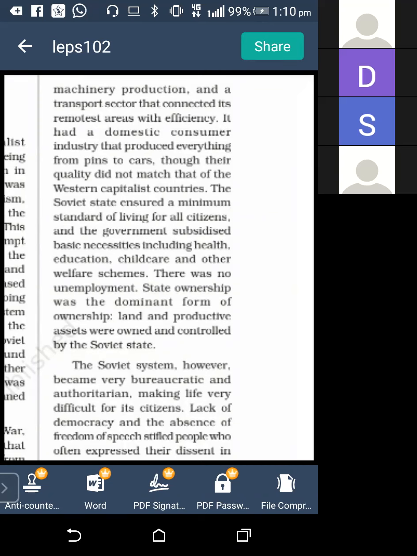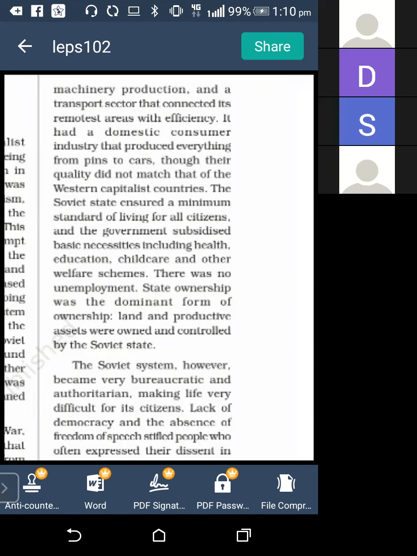Everything was given, from bread to butter, from education, from medicine, from everything, was subsidized and given by the state. Right? That's why the economy was booming. Production was enlarged. People were happy during that time.